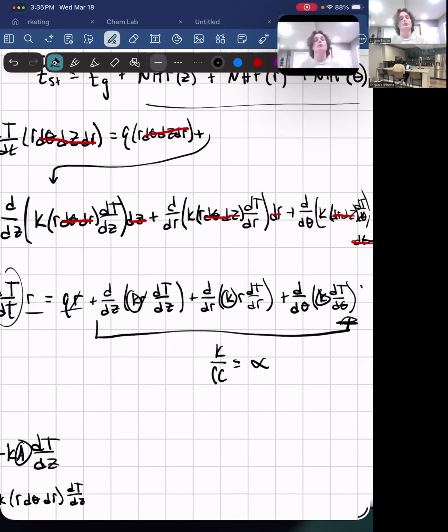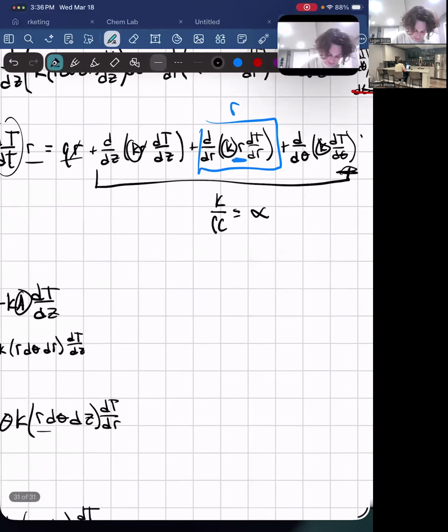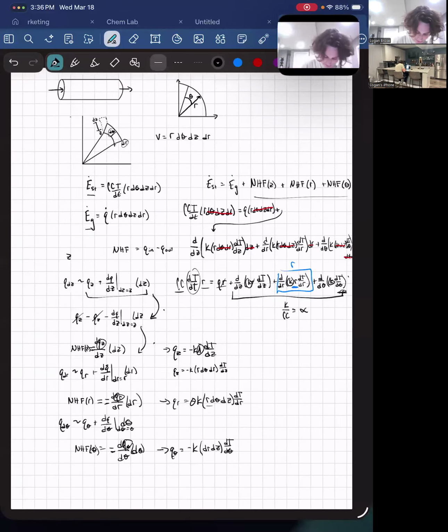Now, it's important to note that this r we cannot get rid of because when we look at this equation, the derivative is with respect to r. So if you got rid of it, you would be changing the equation because this is a product rule when you do the derivative. So when we rewrite this equation, I'm going to go to a new page here.